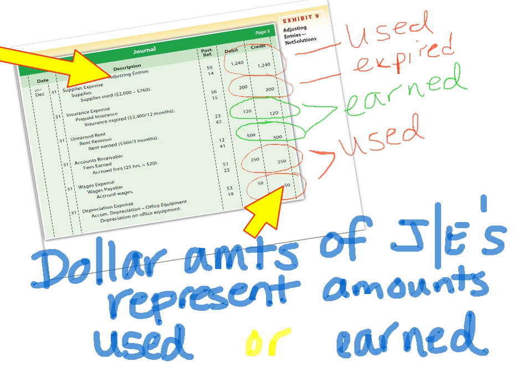So if you look at Exhibit 9, this is in your textbook, you can see that I've circled the dollar amounts of the adjusting journal entries. I've circled those that involve an expense account in red and those that involve a revenue account in green. What I'm trying to point out to you here is that the dollar amount represents either the amount used or the amount earned.